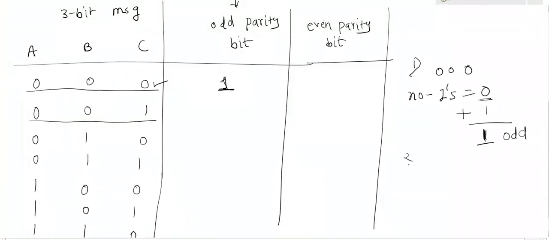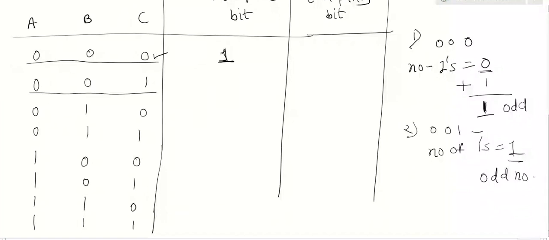Now similarly the next number, 0, 0, 1. In 0, 0, 1 the number of ones is 1. 1 is an odd number. Means the number of ones is already odd, so I need to add 0 into this. So my odd parity for this message will be 0.